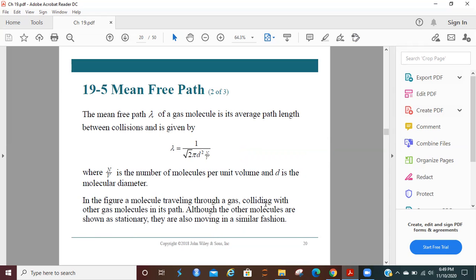So in that particular figure, you've got a molecule traveling through a gas, colliding with other gas molecules in the path. And although the other molecules are shown as stationary, they're also moving in a similar fashion. So we take that into account when this particular computation is made.